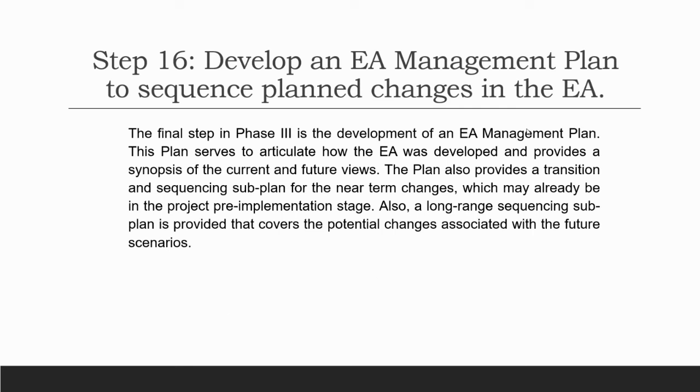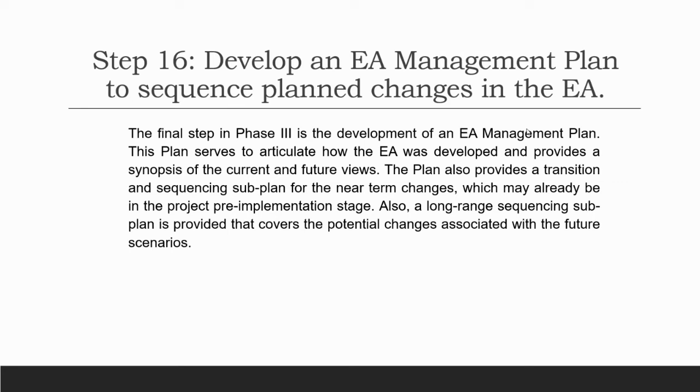Step 16. This might be the last of phase 3. Develop an EA management plan to sequence planned changes in the EA. This is the final step, the development of an EA management plan. When we say EA management plan, it defines the EA program and documentation strategy. So always be reminded of that.